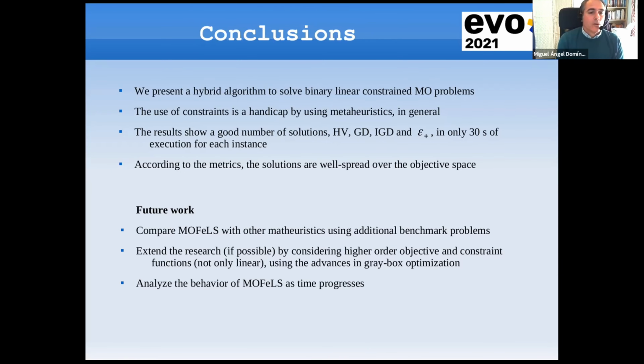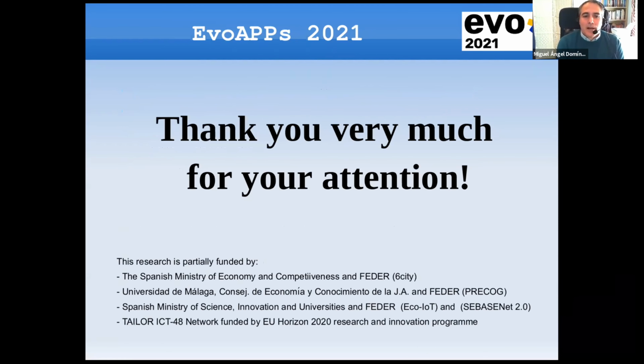For future work, we would like to compare MoFELS with other metaheuristics and also extend the research, if possible, to nonlinear functions. And we would like also to analyze the behavior of MoFELS as time progresses. And that's all. Thank you very much for your attention. And if you have any questions.